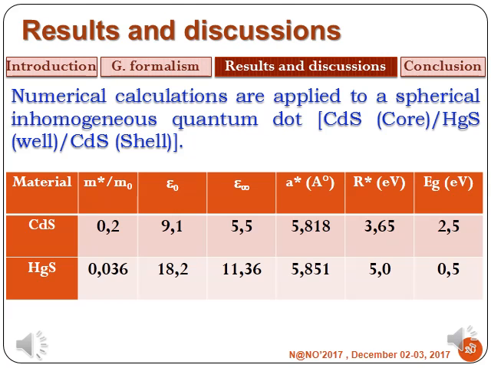In this section, we will discuss the results obtained by applying the direct variational method for calculating the electric polarizability by the dipole moment formula and the binding energy of a hydrogenic impurity in the absence and the presence of an electric field in the quantum dot quantum well. Numerical calculations are applied to a spherical inhomogeneous quantum dot based on CdS, HgS, CdS. The physical parameters characterizing the system are given in the table.